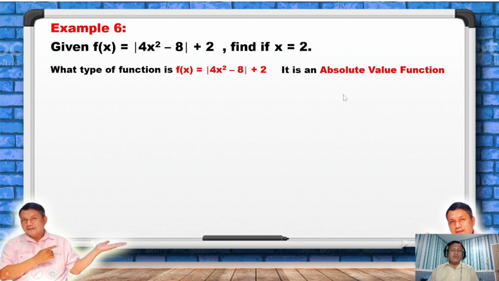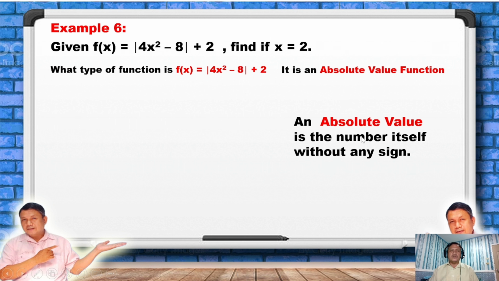Okay, so by the way, what is an absolute value? By definition, an absolute value is the number itself without any sign. So yun lang ang gagawin po natin. Isi-simplify lang po natin ang lahat ng variable or number inside the parenthesis. Kung ito po ay mayroong mga positive or negative numbers, i-disregard na natin. So tatanggalin na po natin kung siya ay positive or negative.